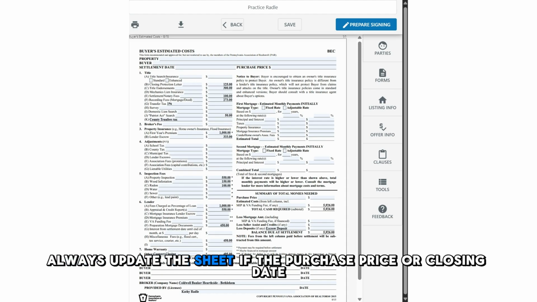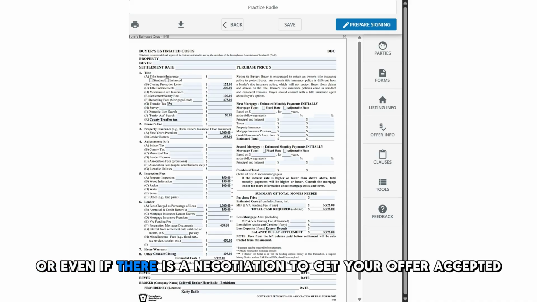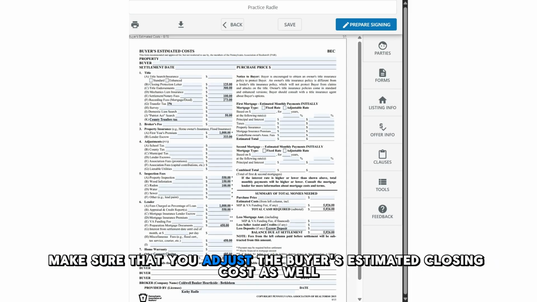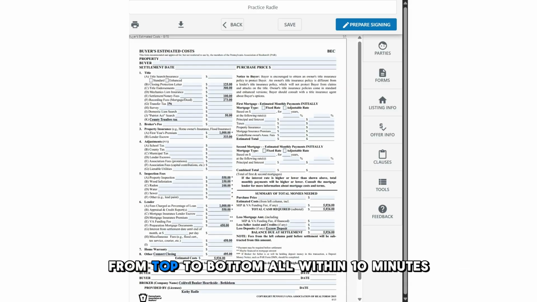Always update the sheet if the purchase price, closing date, or the seller assist changes during the transaction, or even if there is a negotiation to get your offer accepted, make sure that you adjust the buyer's estimated closing costs as well. And that's it. The Pennsylvania buyer's estimated closing cost sheet from top to bottom, all within 10 minutes again.